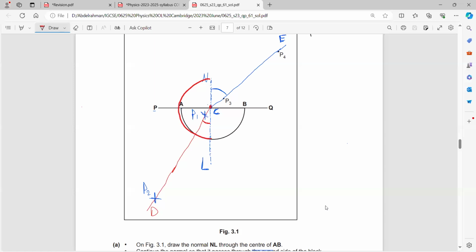My protractor will be positioned this way, and the center of the protractor will be here. Then I will count 0, 10, 20, 30. Okay, so for example, this is 30. I will put a small dash and then draw the line.